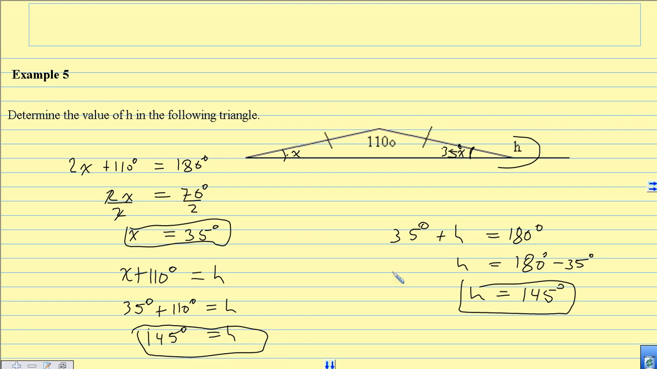Two separate ways of finding it. Okay, great. And that ends our examples on angles and triangles.